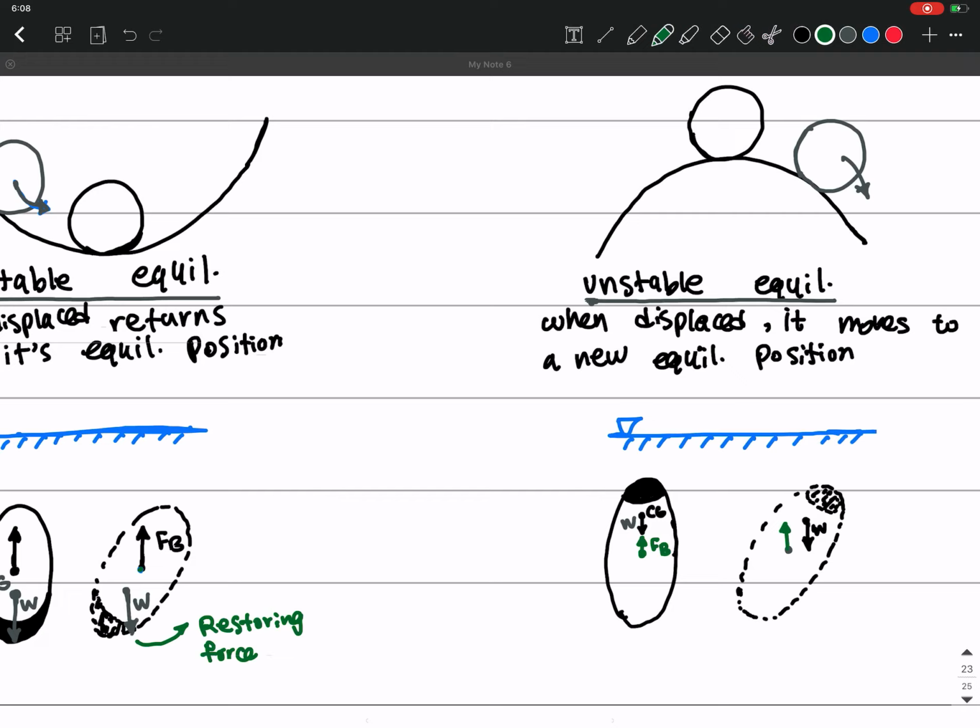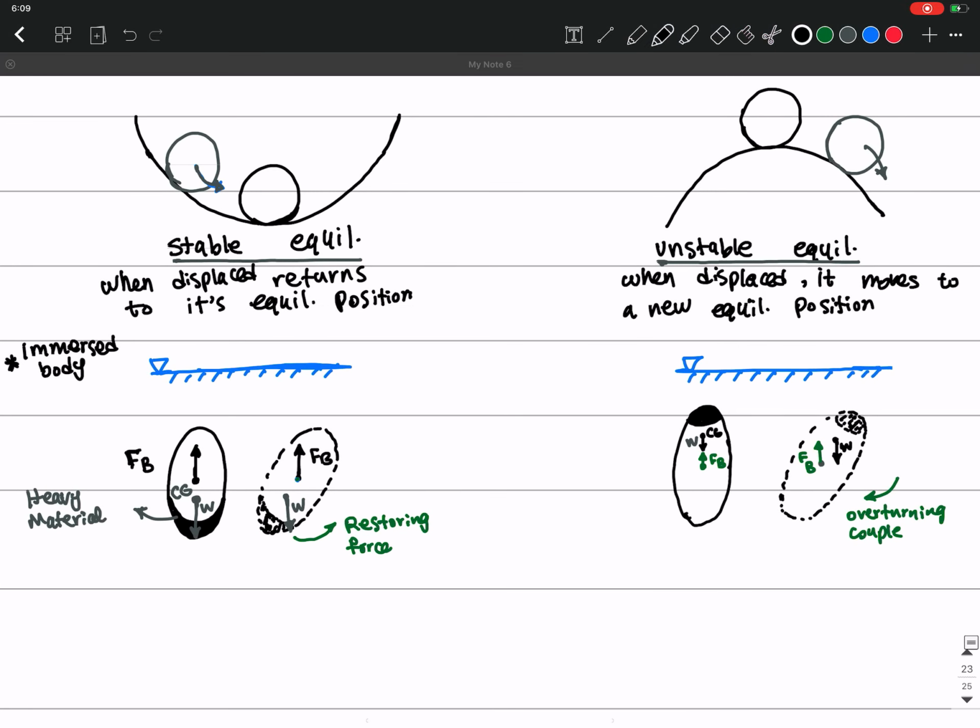So what's going to happen here? If you take the moment from the center, you will see that this W is going to actually turn this down to a new position, right? So it's going to continue just falling and changing it, right? So this W is an overturning couple. You see an overturning couple is formed here. So this is going to be an unstable equilibrium because it's not going to come back to the original position. But what's going to happen is that this is going to overturn, right? Because of this couple that has been formed. Okay, so this is an example of an immersed body where we have kind of unstable equilibrium.